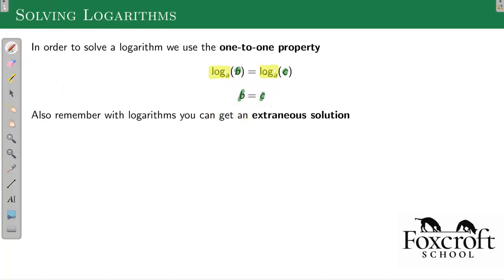One extra thing we have to be careful with logarithms: at the very end, we have to check for extraneous solutions, because sometimes we'll find the answer to this equation, but it actually won't work in the original equation, because logarithms have specific things we're allowed to plug in. We're not allowed to plug in negatives into the parentheses of a log. I just have to double check that to make sure it works.